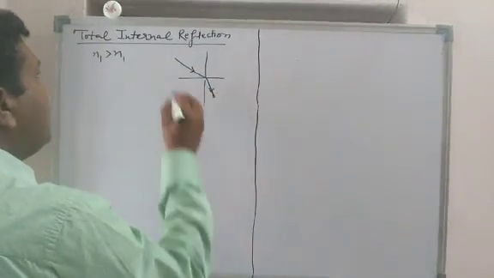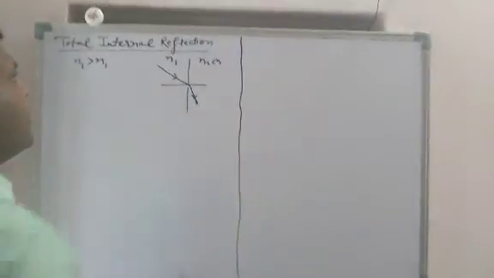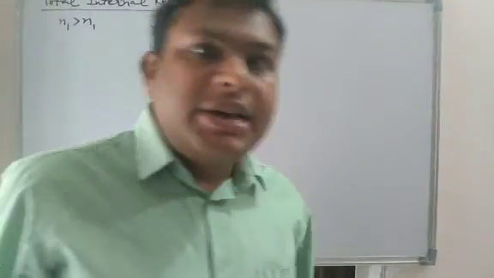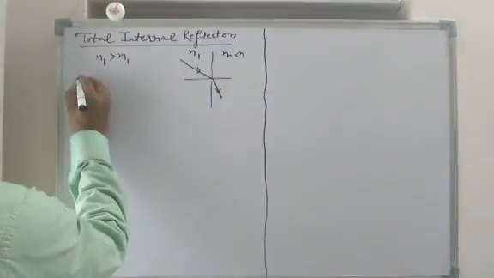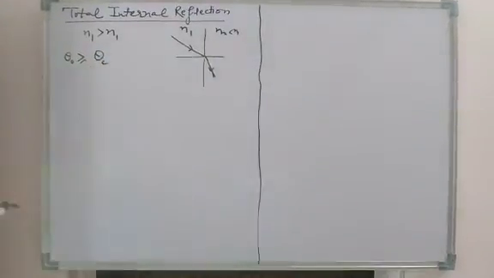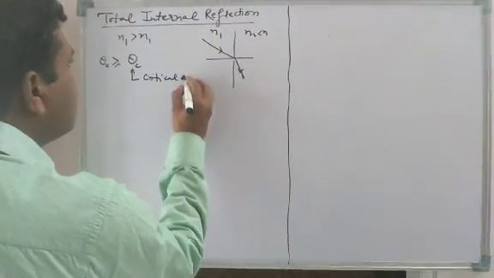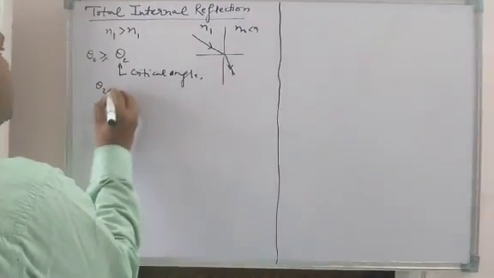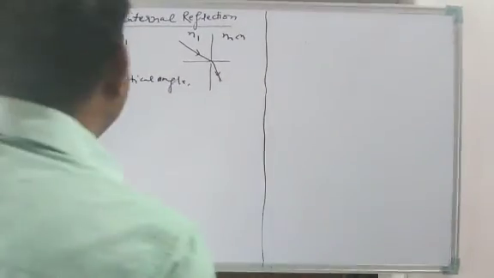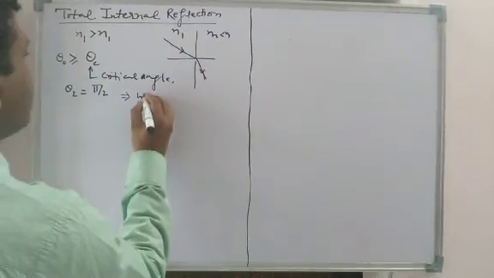So this is my first medium, this is the second medium. Obviously n2 is smaller than n1. So if the incident angle exceeds a certain value, this is called theta c, the critical angle, then theta 2 becomes pi by 2. Okay? So what does it mean? Theta 2 is pi by 2, so that means the wave is fully reflected.